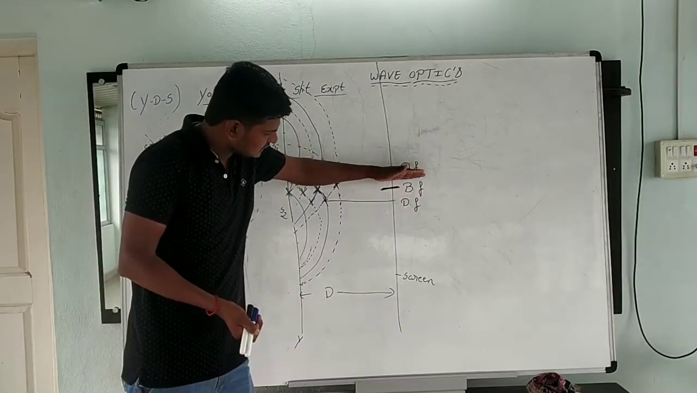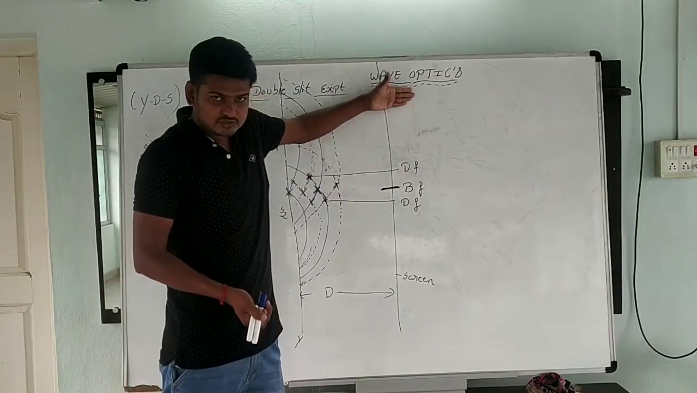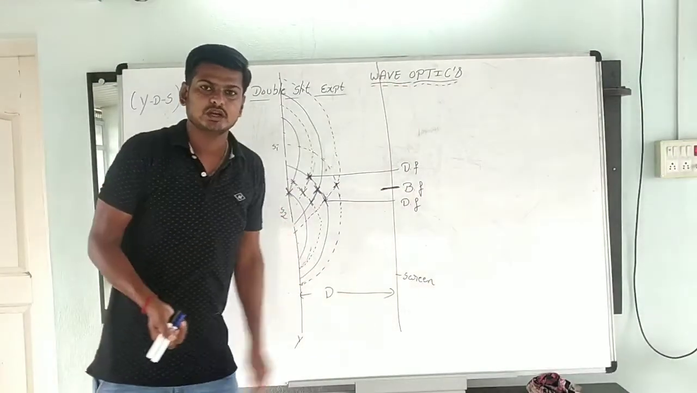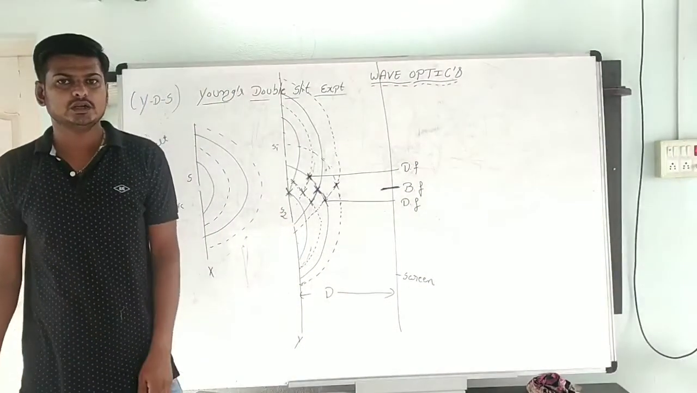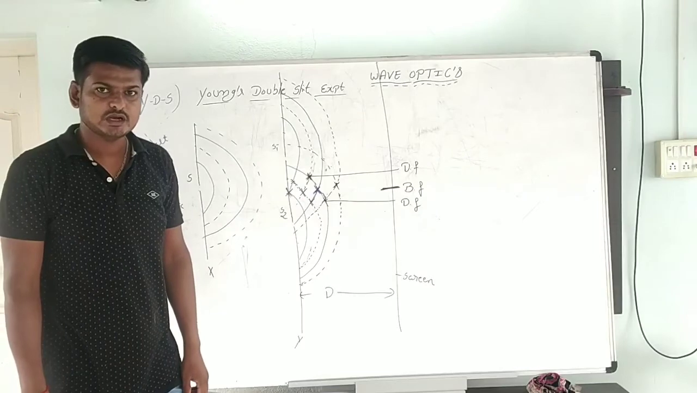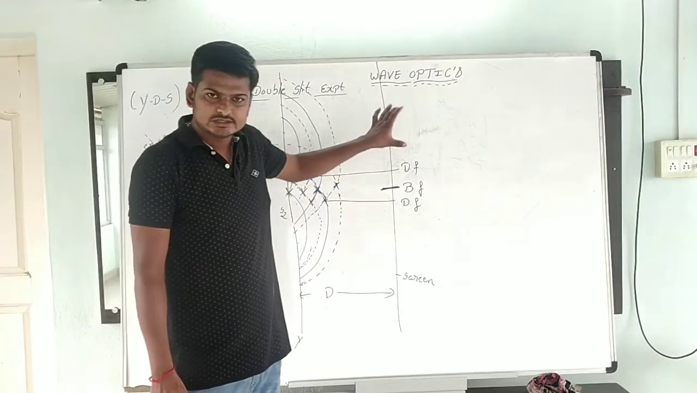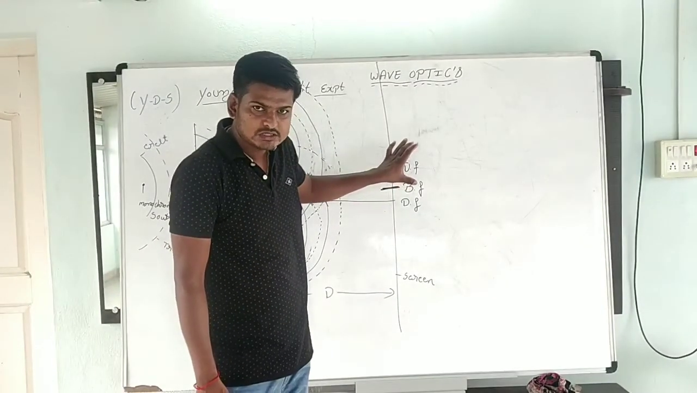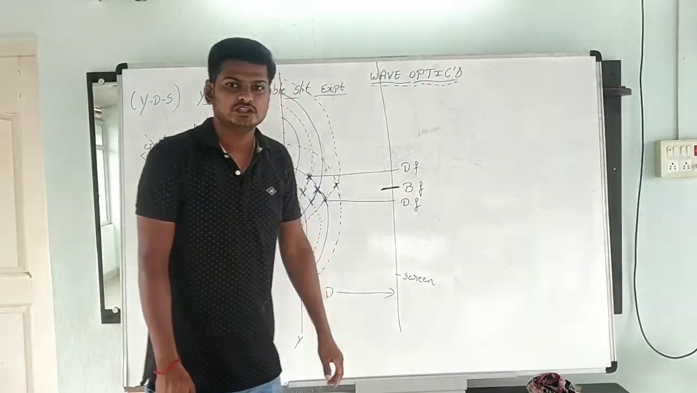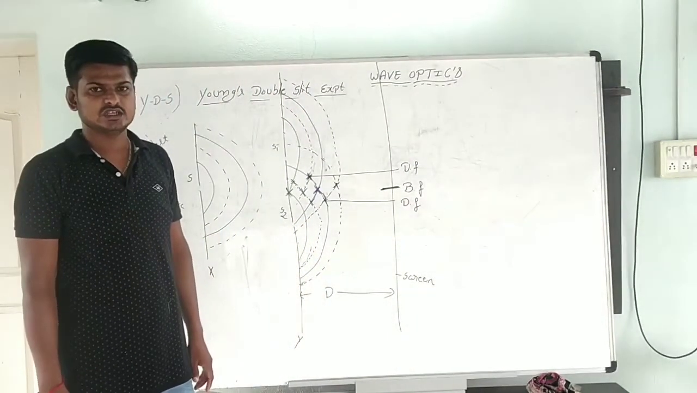Above the bright fringe, we will get the dark fringe. Again, above the dark fringe, we will get the bright fringe. Like this, we will get the alternate bright and dark fringes, having the same intensity and same fringe width.